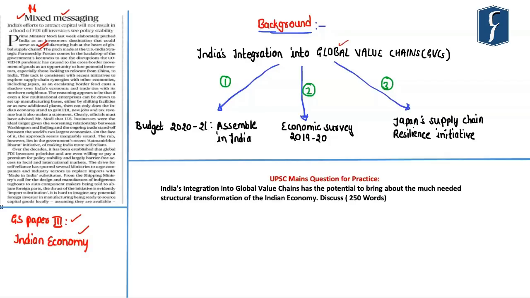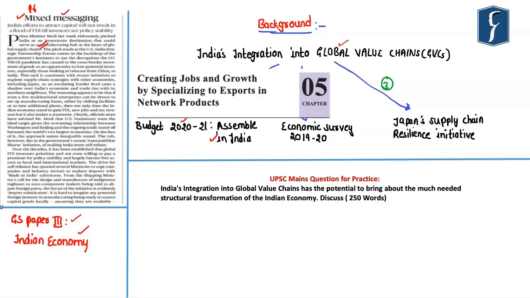Now, the call for the integration of the Indian economy into global value chains has been appearing in the newspaper repeatedly, and hence this becomes extremely important from the perspective of the UPSC examination. For example, Budget 2021 had highlighted the need for Assemble in India on the lines of Make in India. Similarly, in Volume 1 of the Economic Survey 2019-20, we have Chapter 5, which is exclusively dedicated to the integration of the Indian economy into the global value chains.